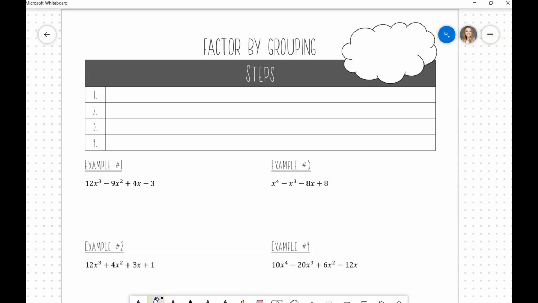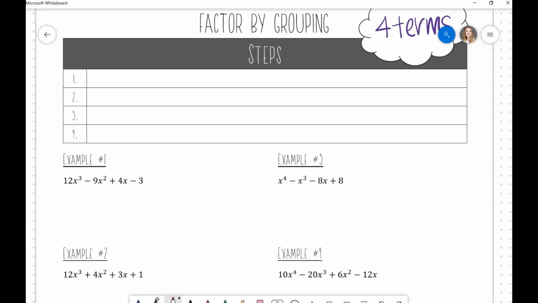In this video, we are going to look at factor by grouping. Factor by grouping is a technique that is helpful when we have a polynomial or an expression with 4 terms. So with factor by grouping, the first step that you want to take is to group into 2 binomials. So looking at example 1, we group the first 2, group the second 2, we now have 2 binomials.